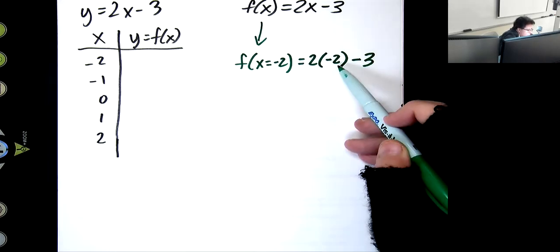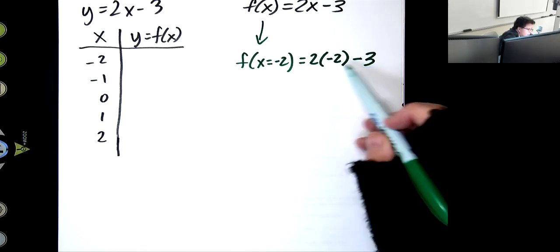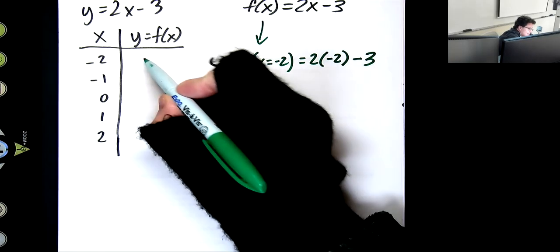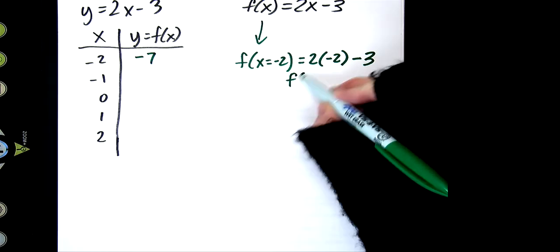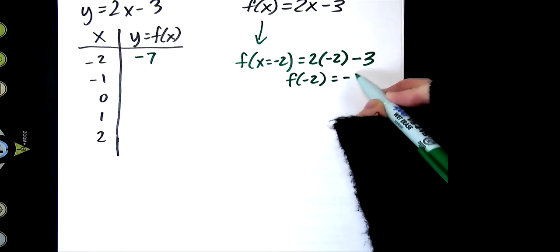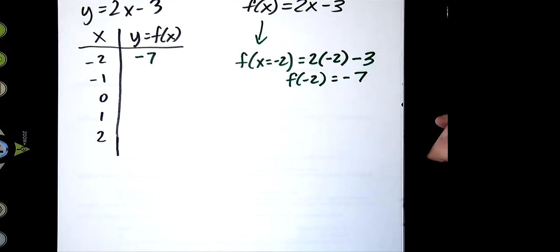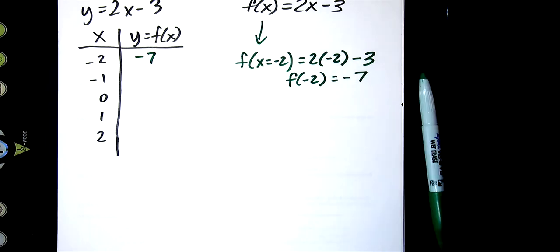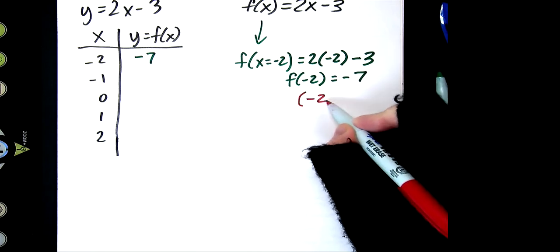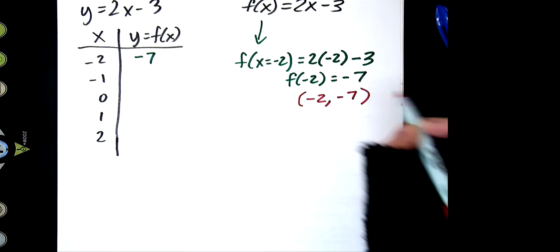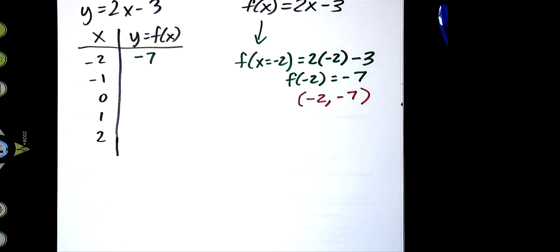Two times negative 2 is negative 4, and negative 4 minus 3 is negative 7. So f of negative 2 equals negative 7. What we were just doing in our graphing says put a point at negative 2, negative 7. That's how these two connect to the graphing idea.